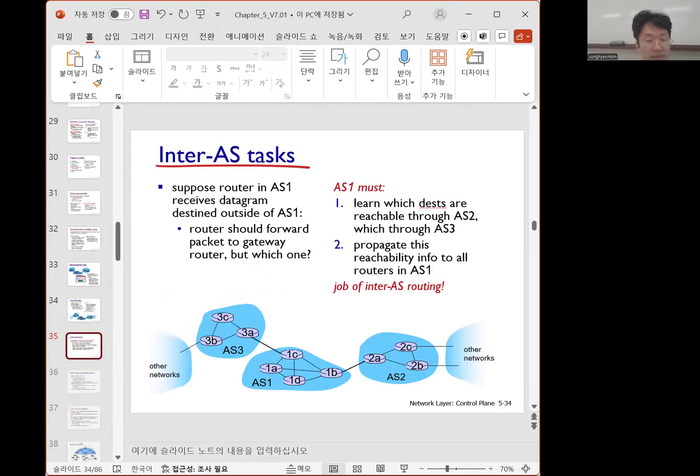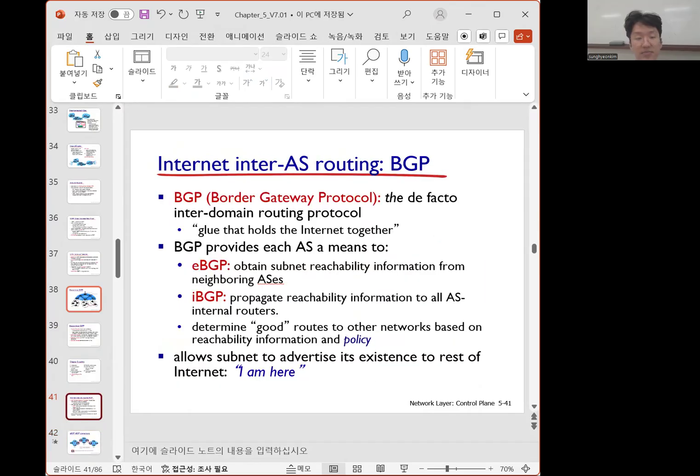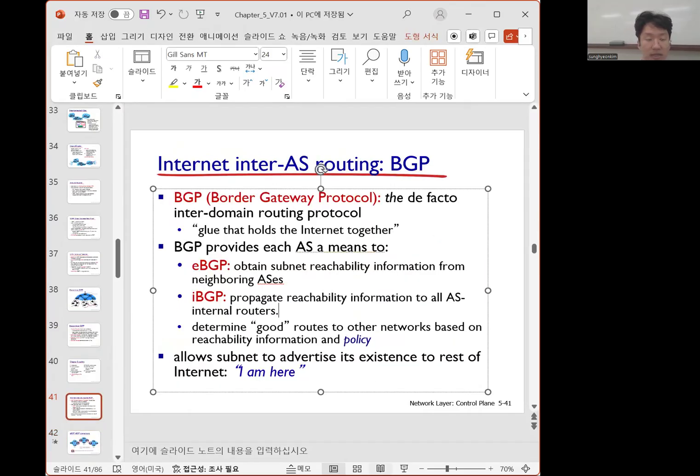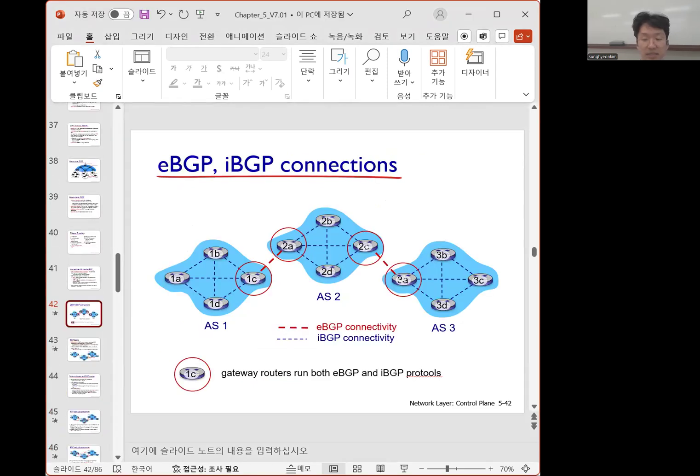Okay. And there is the BGP problem regarding ISPs. BGP is Border Gateway Protocol, and it's all about policy. In real-world situations, there can be big companies which manage these things. So there is eBGP connectivity and iBGP.